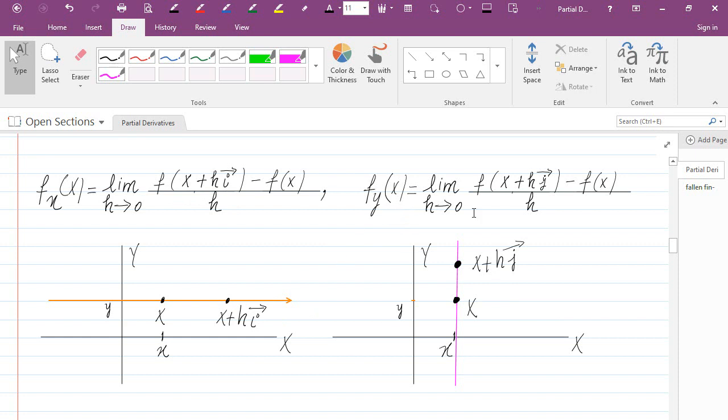Similarly, we can think of the partial derivative of f with respect to y at X as the rate of change of f in the direction of j. This time, notice that capital X is the same as before, but now X plus h times j is going to be a point on the vertical line passing through the point X. So we are changing the input in the direction of j here. Recall that j is a unit vector in the direction of the positive y-axis. So we are changing the input along the y-axis, that is, in the direction of j. Then we can think of this as the rate of change of f in the direction of j.